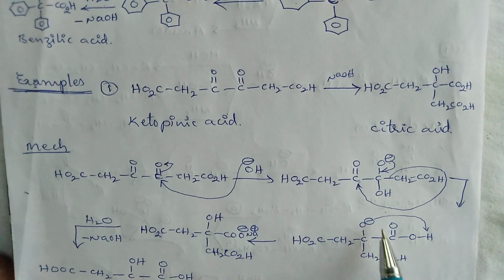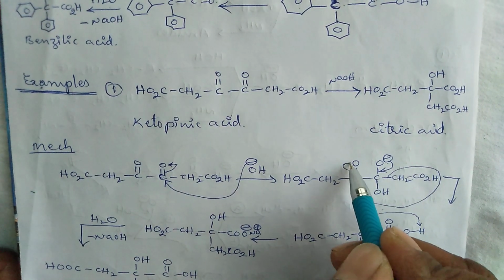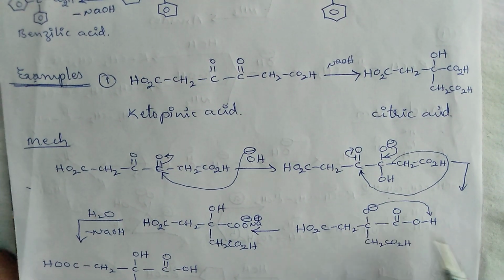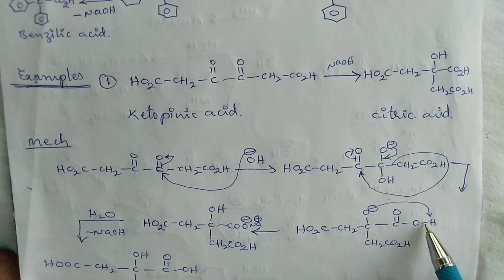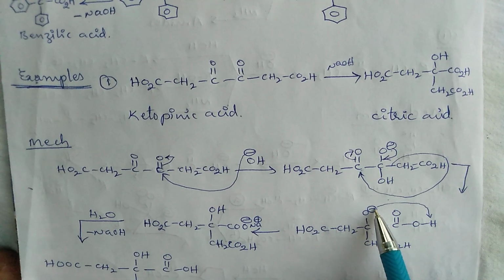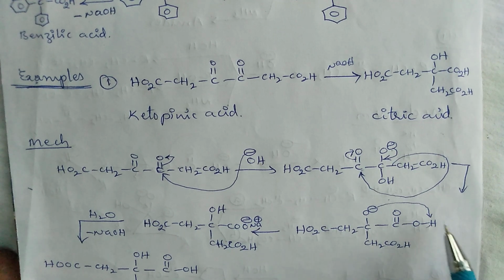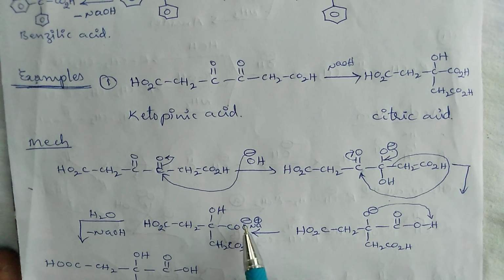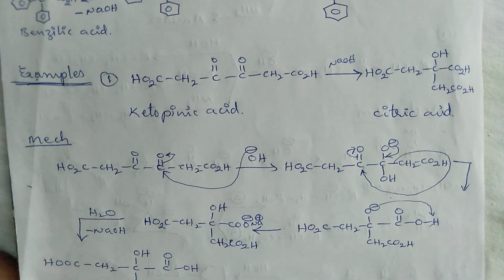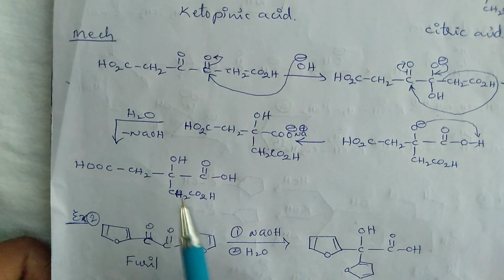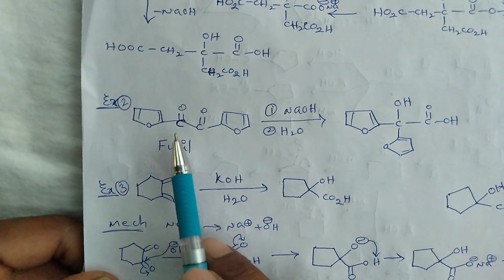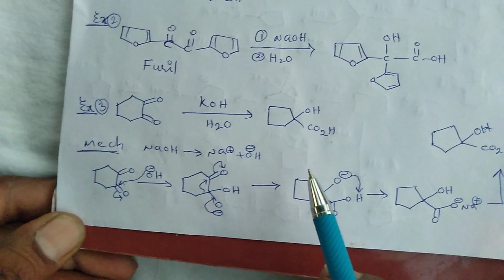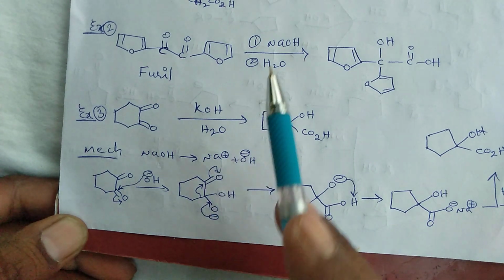Now due to the movement of the pi electron cloud towards this oxygen, it gets a negative charge, which acts as a strong base, and the carboxylic group acts as a weak base. Therefore it abstracts the H plus ion from this carboxylic group and makes a negative charge on this oxygen center. So when this molecule undergoes hydrolysis, finally the resulting product is citric acid. These are other examples for the benzilic acid rearrangement reaction, and these reactions also follow the same mechanism.